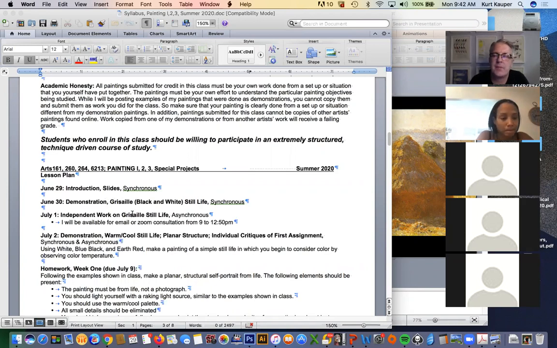So we're going to be starting by studying value by doing a very simple black and white still life. Tomorrow, I'll be running the class from my studio, and I'll be doing a demonstration. I'll talk about how to set up your own demonstration. We'll talk about all that thoroughly. And then the next day, which will be Wednesday, will be an asynchronous session. That's a block of time where you're expected to set up the still life and do the work from the still life.